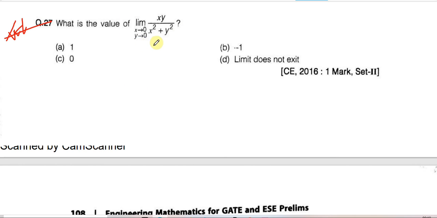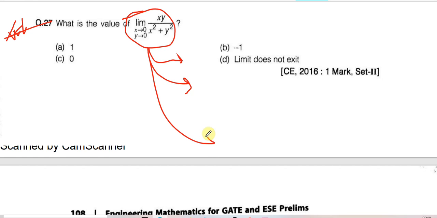In this type of problem, if two limits are there, then we have to take three cases. In the first case, we will put x equal to 0 and y approaches to 0. So limit will be y approaches to 0, and x one by one we will do. So x equal to 0 means 0 into y is 0, upon x equal to 0, y approaches to 0, so y square. So what will be its limit? Its limit will be 0.